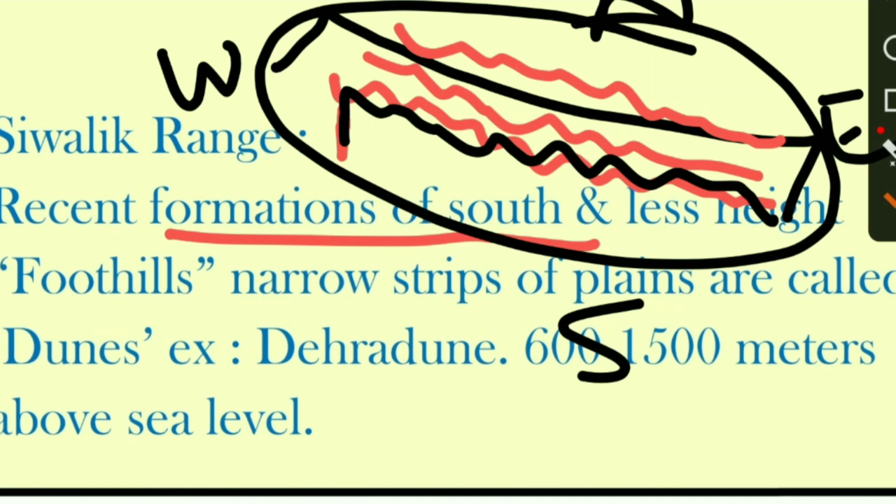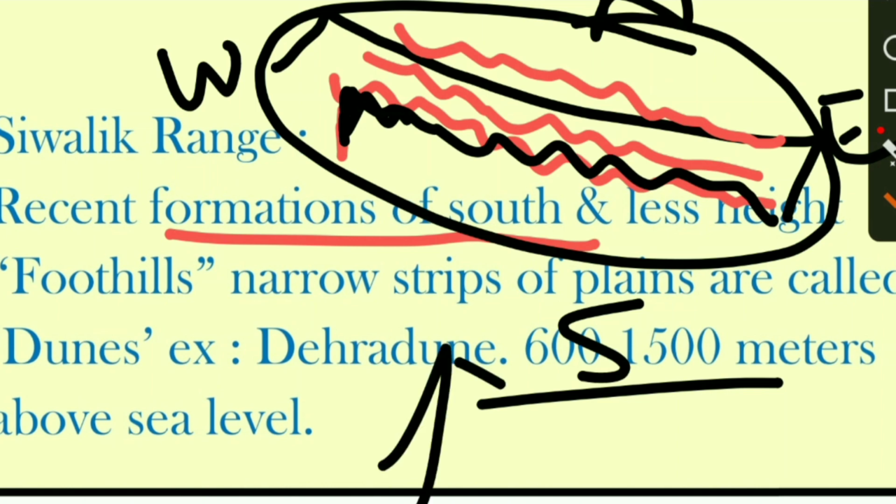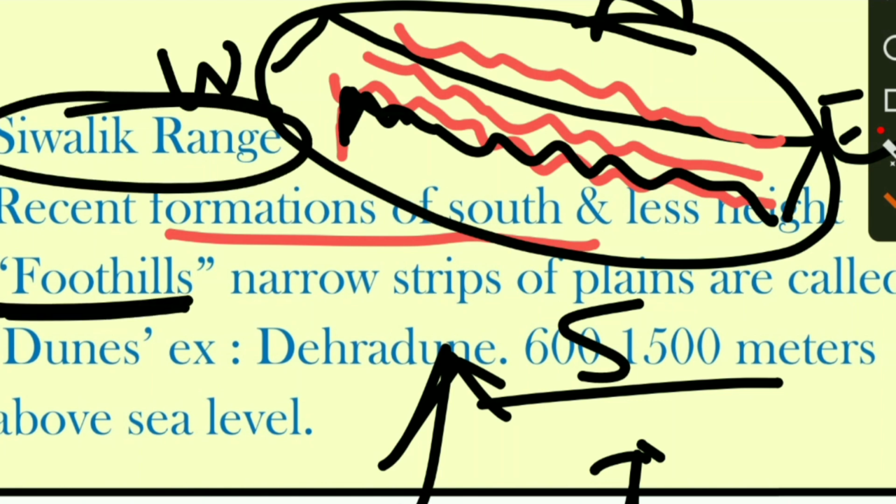They have lesser height. These mountains have very less height. How much? The height is 600 to 1500 meters above the sea level. Height of these mountains, Shivalik ranges. And they are also called the foothills. When we want to climb something, we start from the foothills. This Shivalik range is called the foothills of the northern mountains.